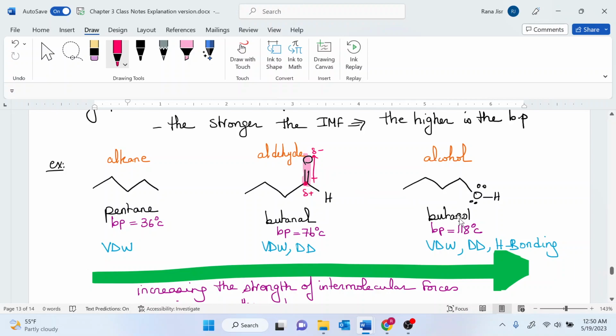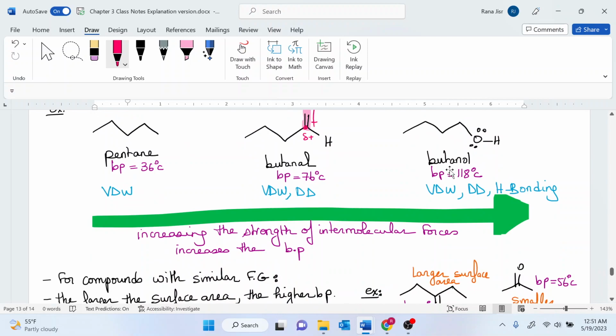On the other hand, alcohols have van der Waals forces. As we said, van der Waals forces exist between all molecules because of the electron density. They have the dipole-dipole interaction, and they do have the hydrogen bonding. If you place two alcohol molecules next to each other, you will have hydrogen bonding interactions. The higher the intermolecular forces, here you have three types for the alcohols, and one of them is the hydrogen bonding, which is the strongest. That is going to increase the boiling point. So you can see the boiling point of the alcohol is the highest among all of them.